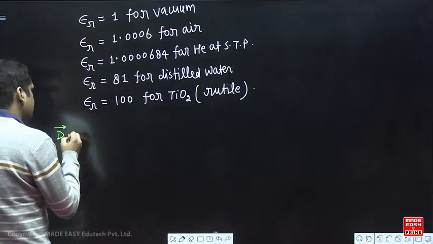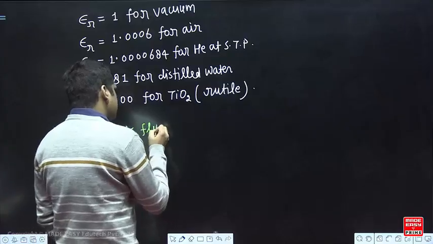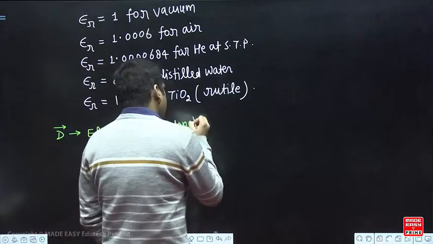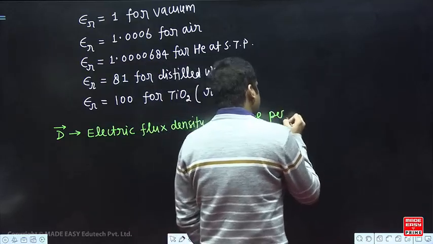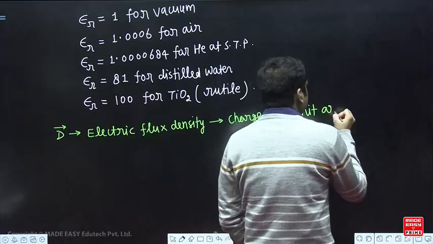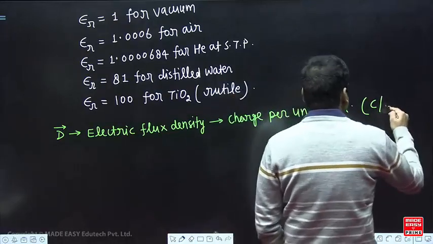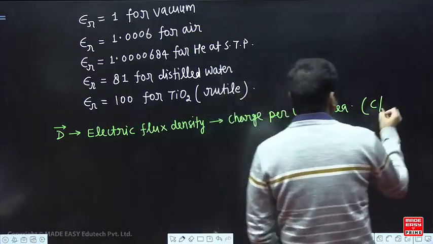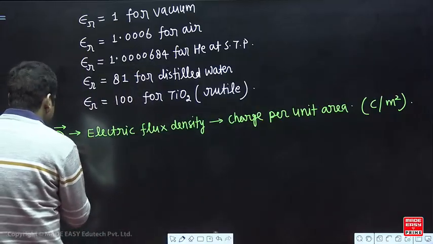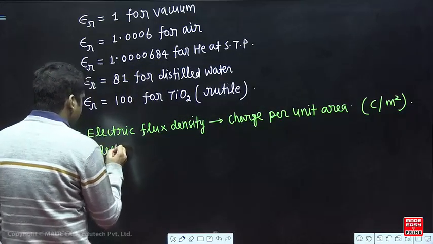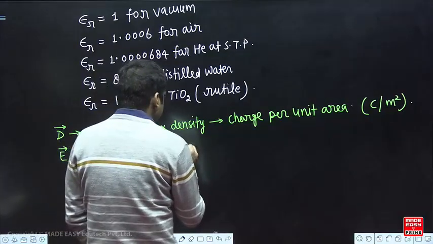We store charge on the plates of a capacitor. So we define a quantity D. It is a vector quantity. It is electric flux density. Electric flux density is nothing but charge per unit area. Its unit will be coulomb per meter square. Another quantity we know is electric field intensity, right? That I have already defined. It is voltage per unit length. So it is electric field intensity.